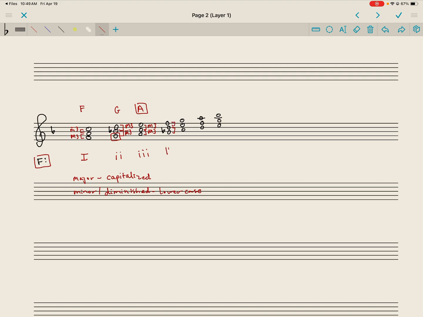So that's 4. For our next one, we have a C to an E, which is a major third, and E to a G, which is a minor third, giving us a capitalized major 5. A, B flat, C, D, E. Looking at the next one, we have a D to an F, a minor third, and then an F to an A, which is a major third. We know that that's a minor triad.